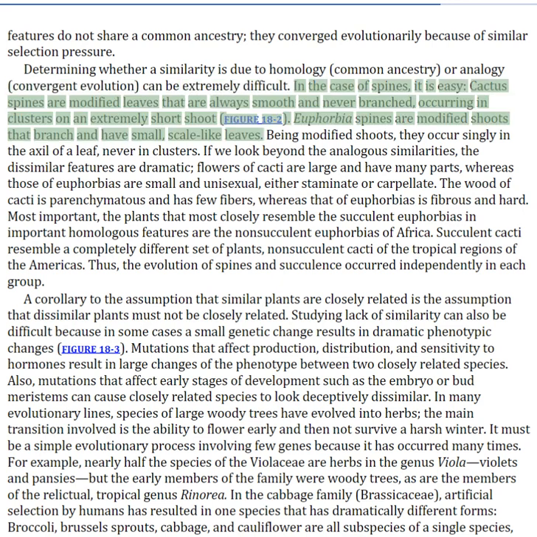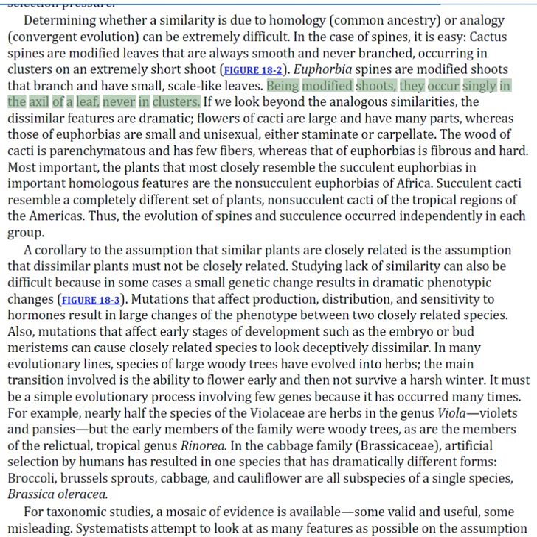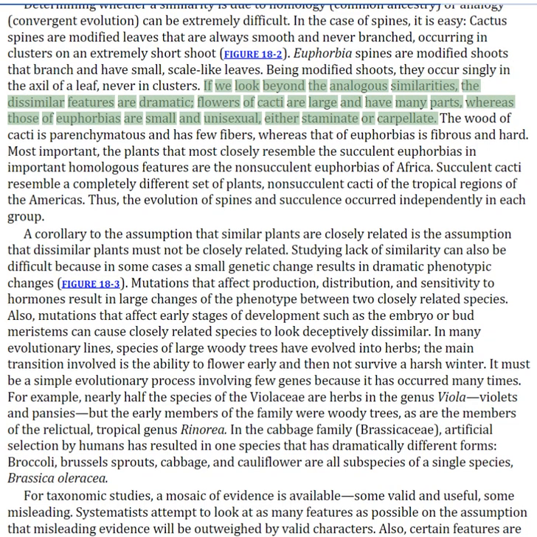Cactus spines are modified leaves that are always smooth and never branched, occurring in clusters on an extremely short shoot. Euphorbia spines are modified shoots that branch and have small, scale-like leaves. Being modified shoots, they occur singly in the axil of a leaf, never in clusters. If we look beyond the analogous similarities, the dissimilar features are dramatic.